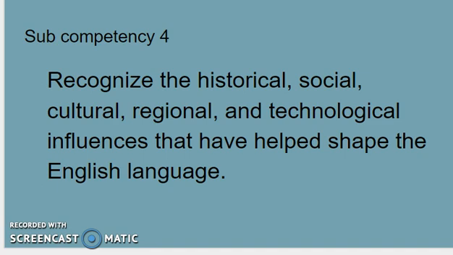So this is Subcompetency 4, and I'm going to stop right here. Next time I come to talk to you, I will talk about recognizing the historical, social, cultural, regional, and technological influences that helped shape the English language.